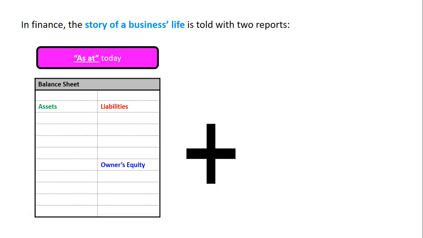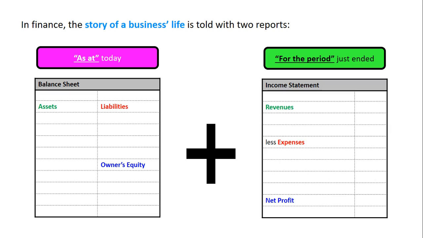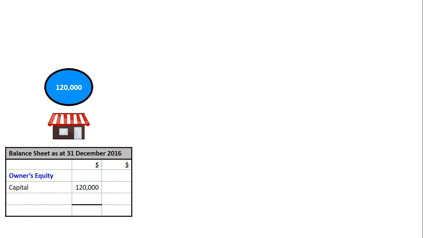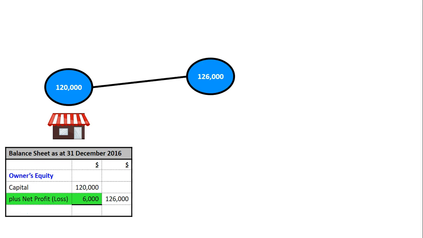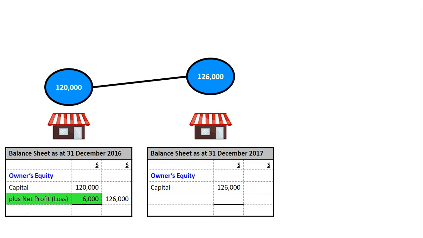But then we also need to look at, well, how did we grow? How did we perform during the period? And that is where we use what's called an income statement for the period ended. And we have our revenues less our expenses gives us a net profit. Now that net profit makes owner's equity go up or down. Let's take an example and say a business in 2016 had capital or owner's equity of $120,000. Let's say it made a profit of $6,000. Well, that would have made its owner's equity go up to $126,000.